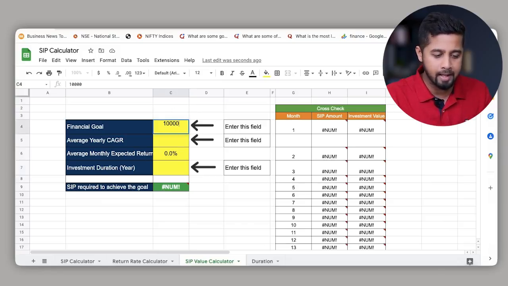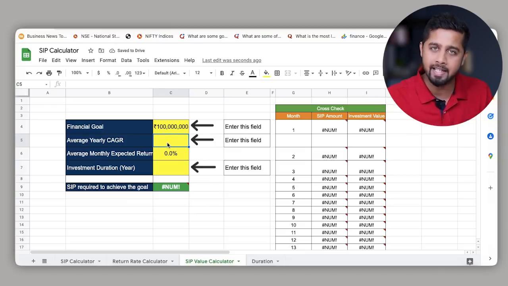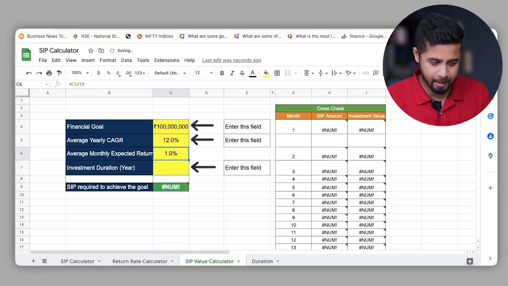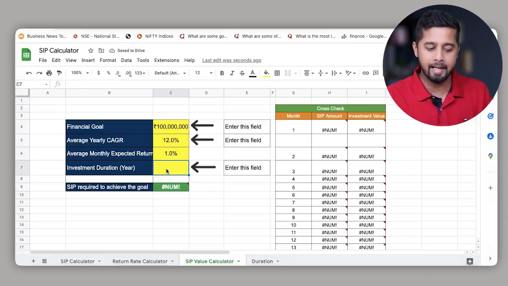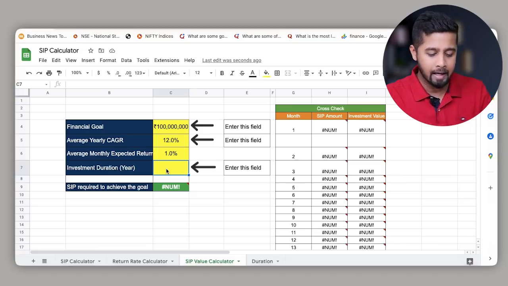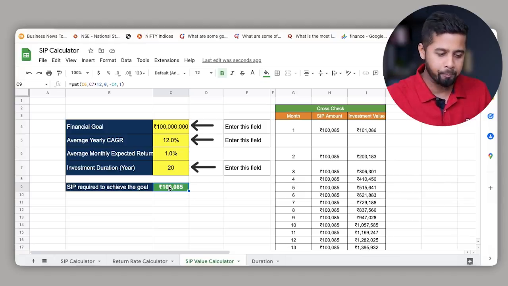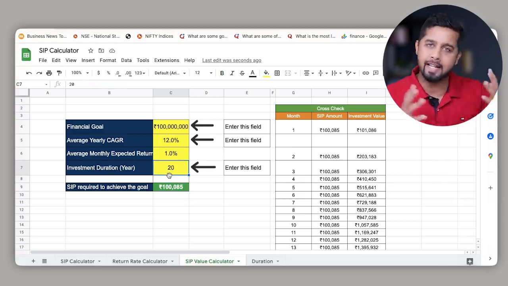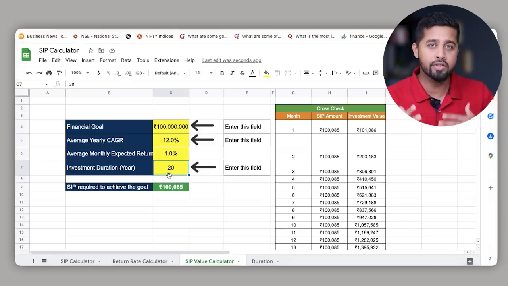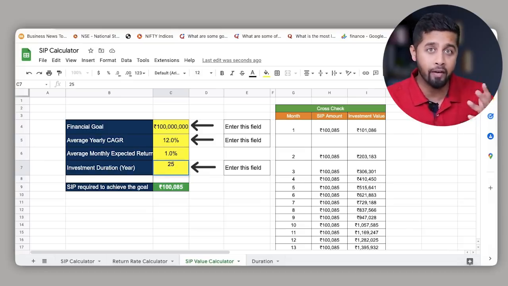Let's say the same thing, the corpus of 10 crore, and let's say your average CAGR return you expect is 12%. So basically it is 1% on a monthly basis, and investment duration let's say is 20 years. In that case, you would need to make an SIP of 1 lakh rupees to achieve a corpus of 10 crore. Now let's say same case, instead of starting at the age of 30, let's say you start at the age of 25, you start a bit early, so you've got 25 years to invest.